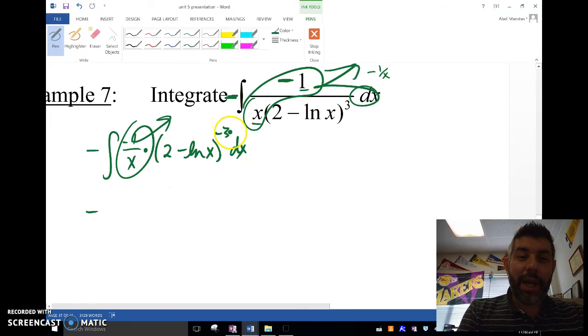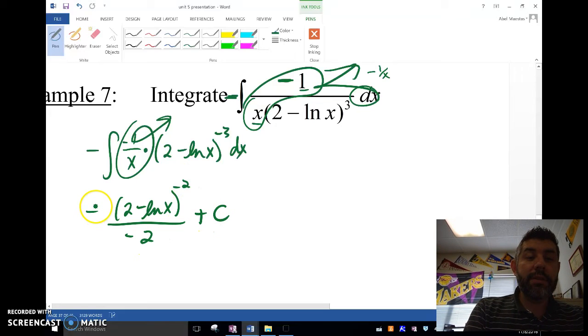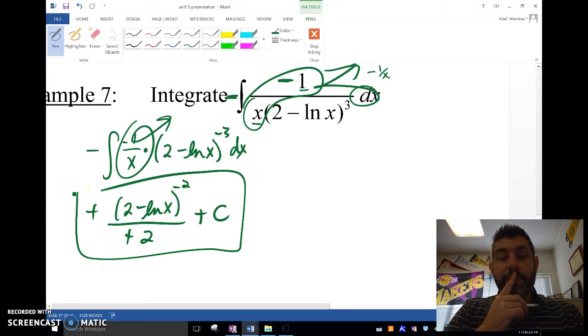Negative, I'm going to add 1 to that. It's going to be a negative 2. So I'm going to have (2 minus ln x) to the negative 2 divided by negative 2 plus c. Okay, these negatives can both turn positive. There's our answer. All right?